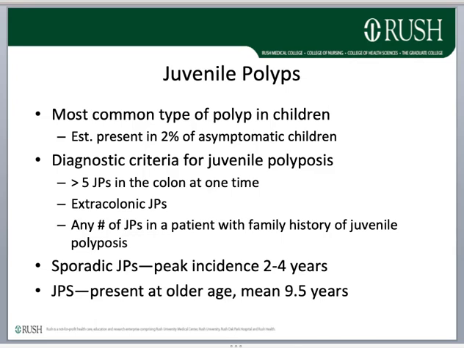The criteria for a diagnosis of syndromic juvenile polyps include greater than 5 juvenile polyps in the colon at one time, the presence of extracolonic juvenile polyps, and any number of juvenile polyps in a patient with a family history of juvenile polyposis. Sporadic juvenile polyps often occur or are first diagnosed in patients ranging from 1 to 10 years of age, with a peak incidence between 2 and 4 years of age. In contrast, patients with juvenile polyposis syndrome tend to present at an older age, with a mean age of 9.5 years.